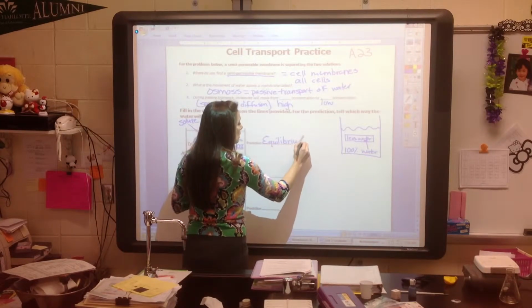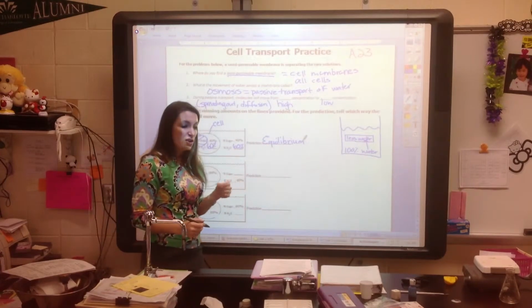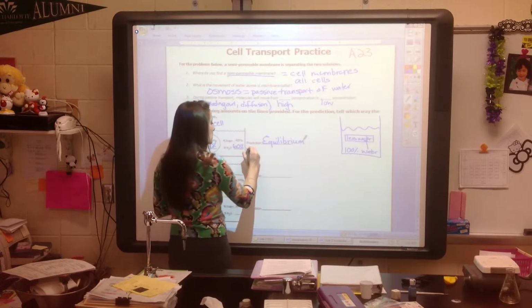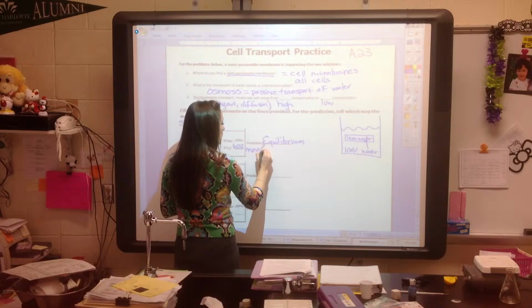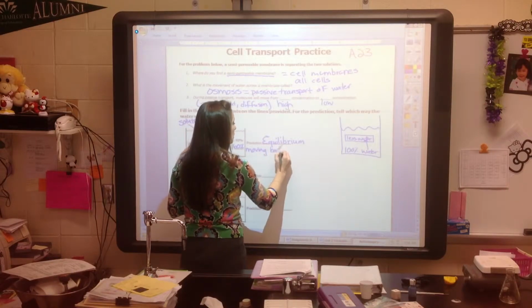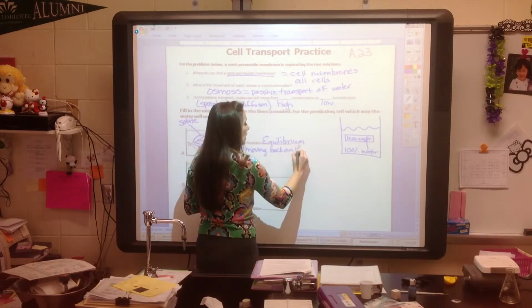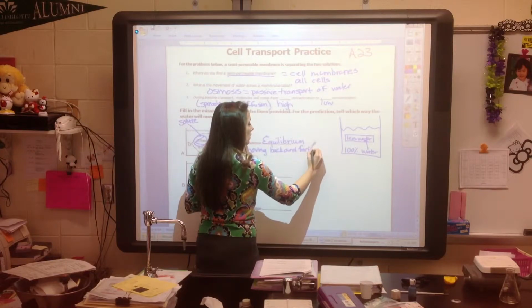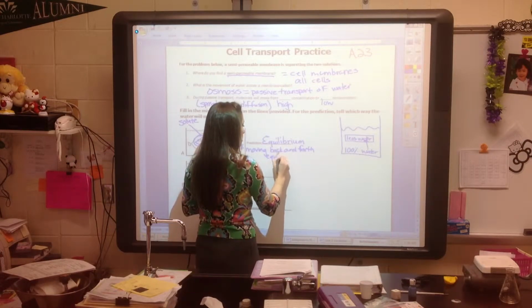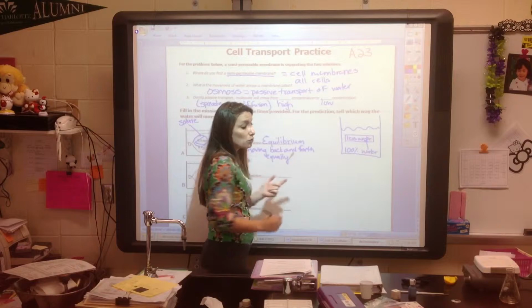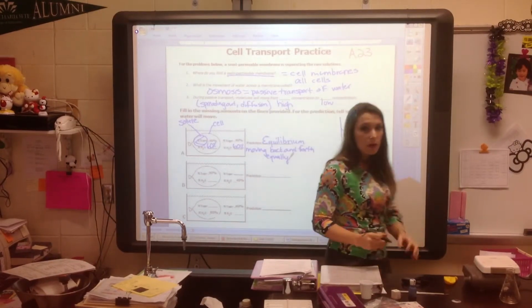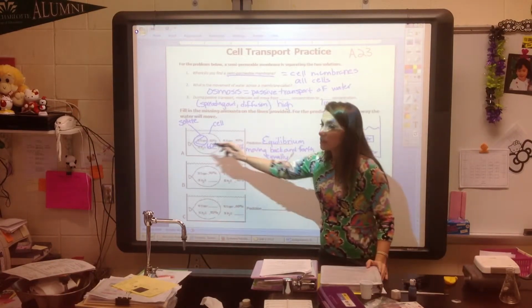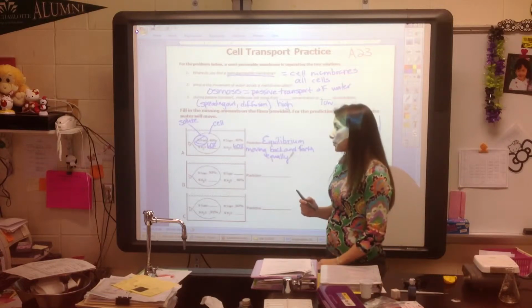Except we have to be very careful. That doesn't mean that water isn't moving. It means that it's moving back and forth equally. Very important. Back and forth equally. Molecules are always moving, even though we can't see them. And if it's at equilibrium, it's moving back and forth equally.